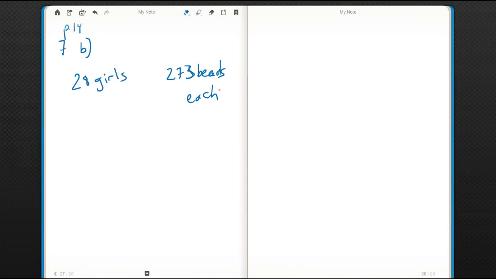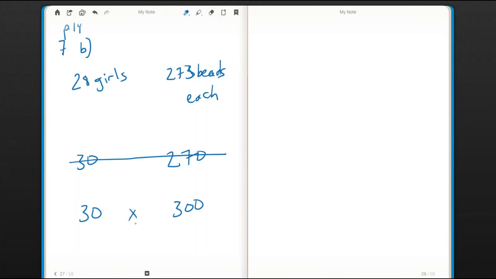Well, how do you estimate something? How do you round it? If I round this to 30 girls, that's rounded to the nearest 10. Does that mean I need to do 270 beads and multiply that? The way the book does it, and again, when I look at this problem myself, I think if this is confusing or not, the way the book does it is it rounds the girls to the nearest 10 and the beads to the nearest 100.